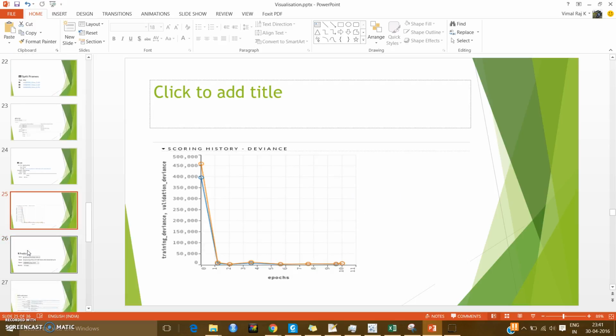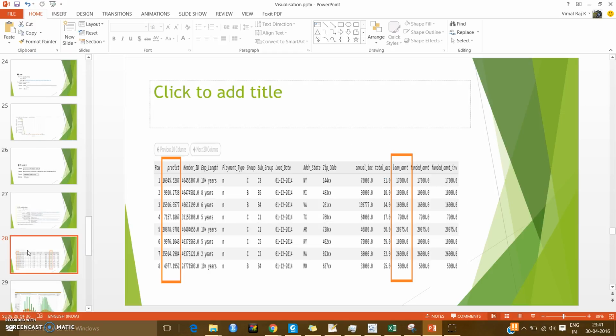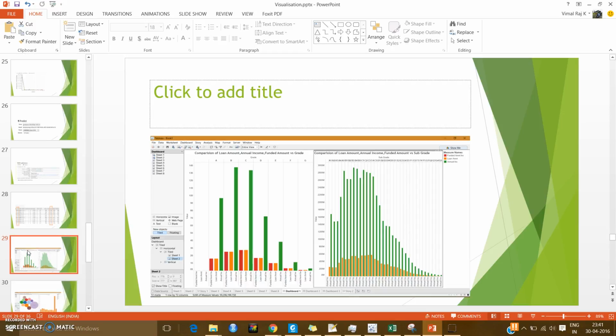You can see that the error rate keeps decreasing as the model trains. You can see how well the model has predicted. It is almost at the nearer value of the loan amount, so that tells you the accuracy of the model.